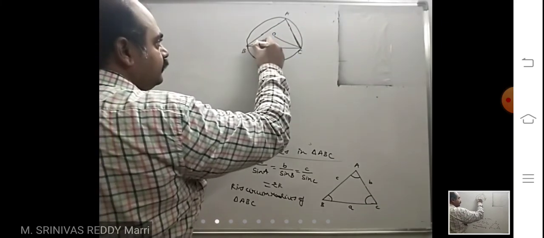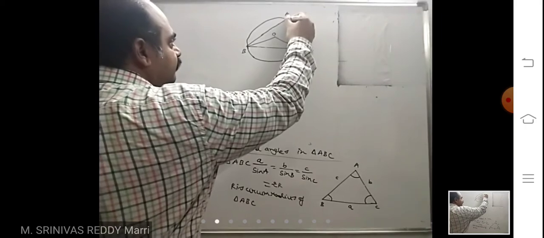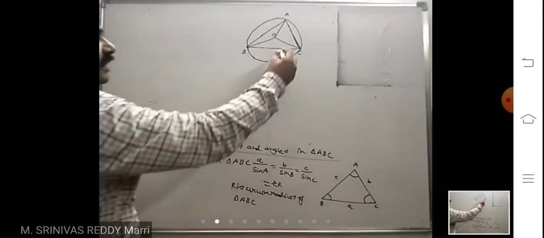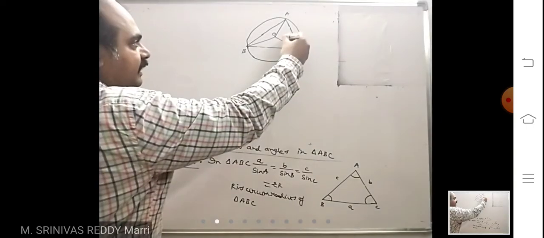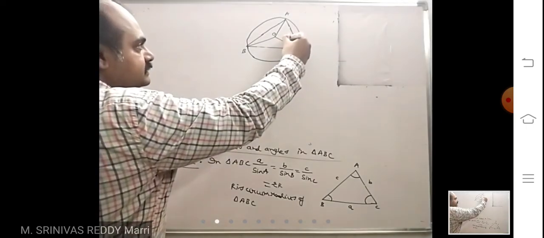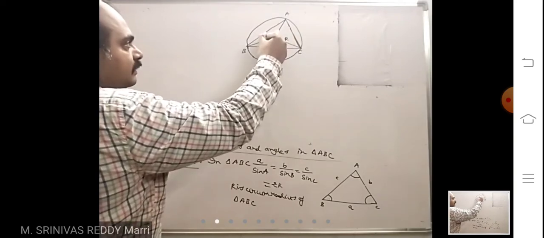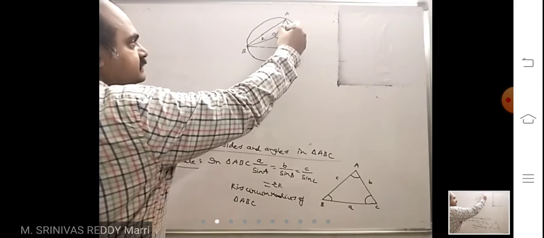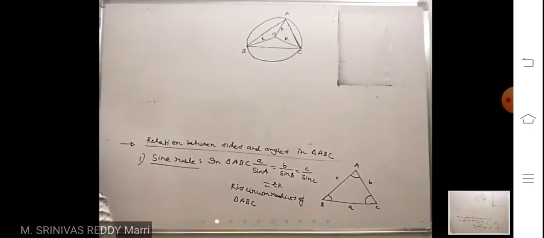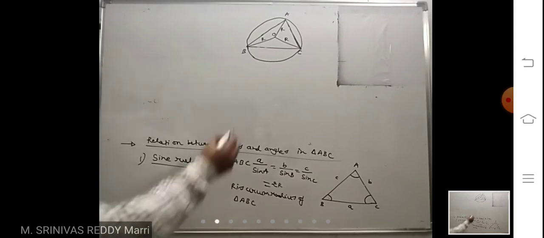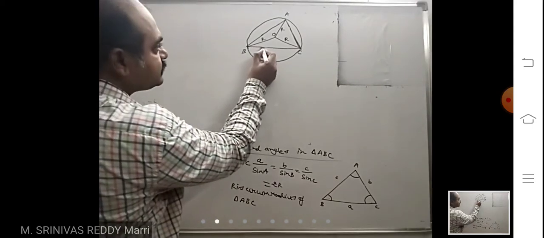Join O to B. Join O to A. So these are all radii. This is nothing but the circumradius. OA equal to OB equal to OC equal to circumradius.